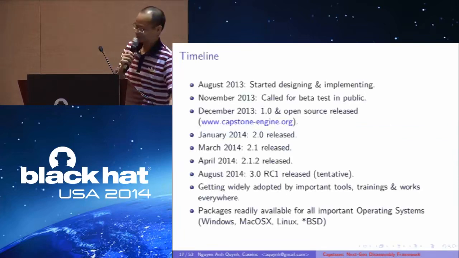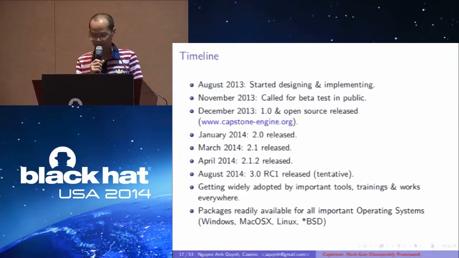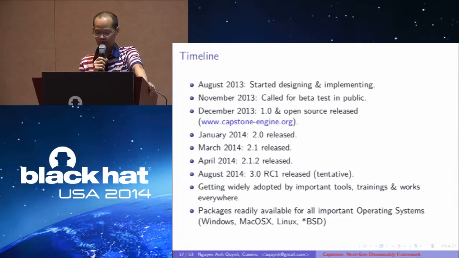So here's the timeline. I started to design and implement Capstone last August, and 3 months later, we called for beta test in public. And in December, we released the first version, 1.0, on the website. 1 month after that, we released 2.0. And the latest version, 2.1.2, was released in April this year.